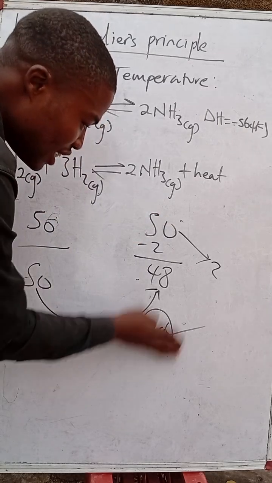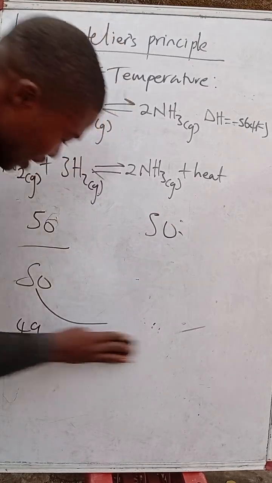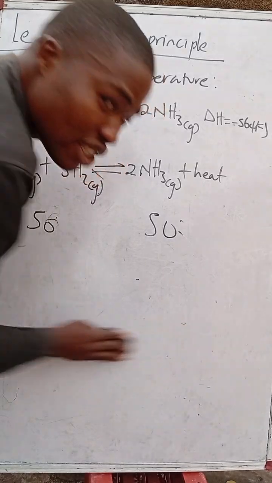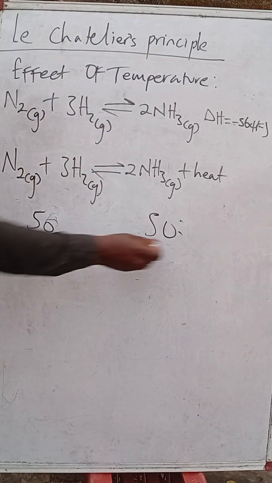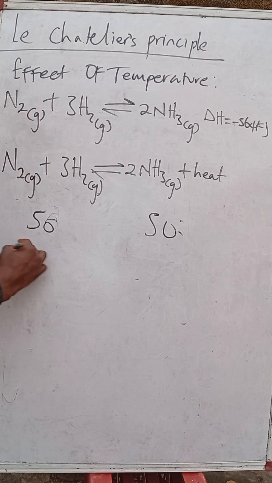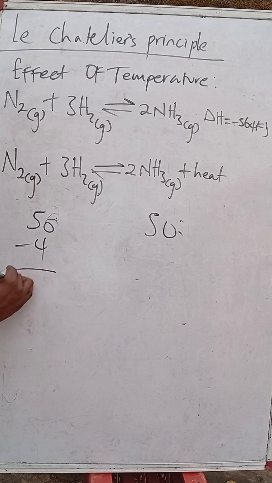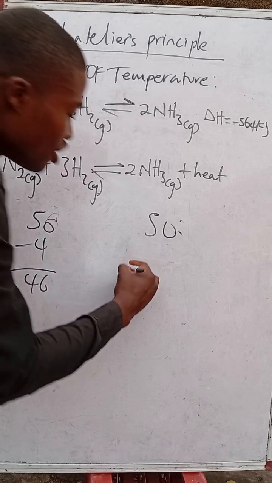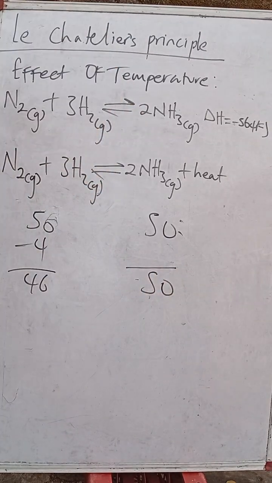Okay, what about decreasing the concentration of the reactant? So, retaining our initial equilibrium position of 50-50, now I decrease this one by 4. So now we have 46-50. No, we are no longer in equilibrium. We have decreased the concentration of the reactant.